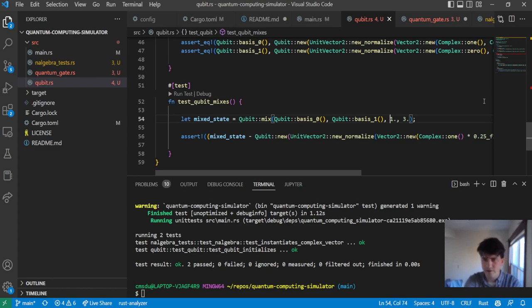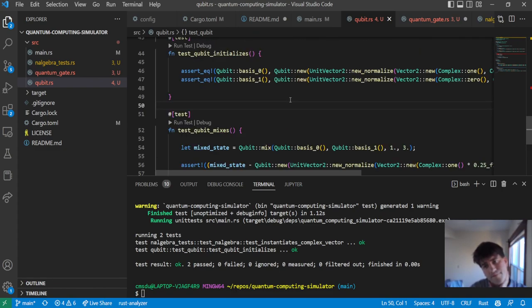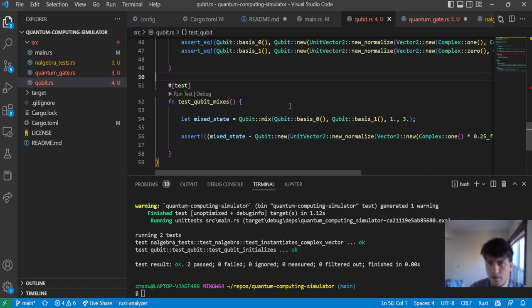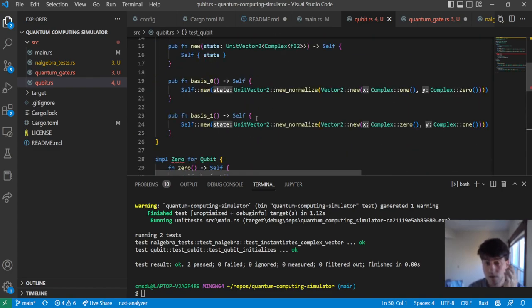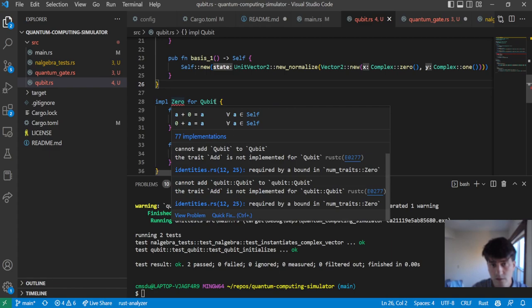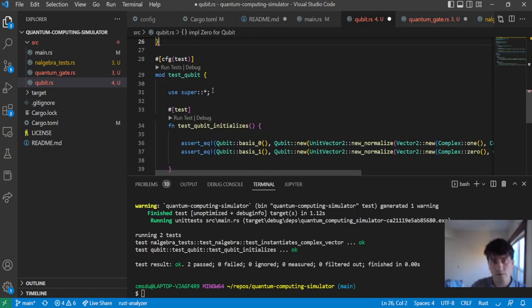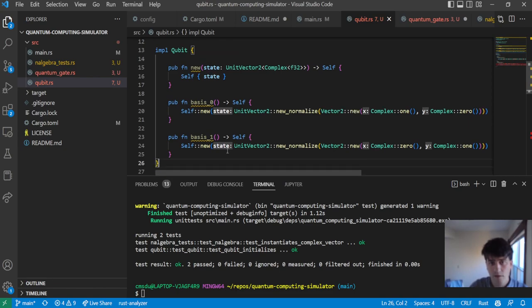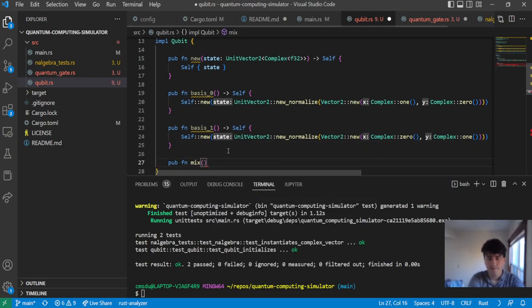Honestly, love this either. Also, not the nicest API I've ever seen, but I can't think of a much better one, so maybe it's fine. Okay, so we won't implement that, and we'll just say pub function mix.